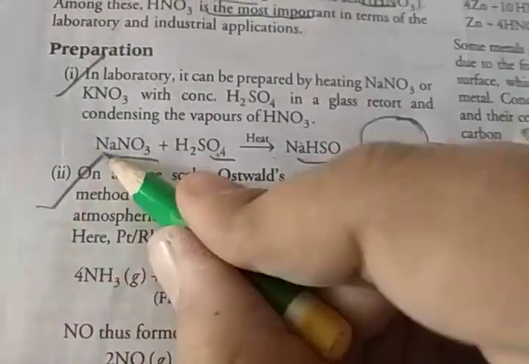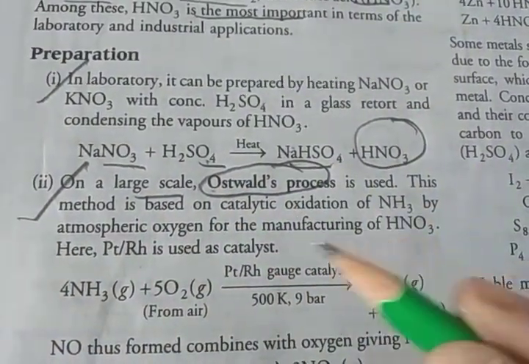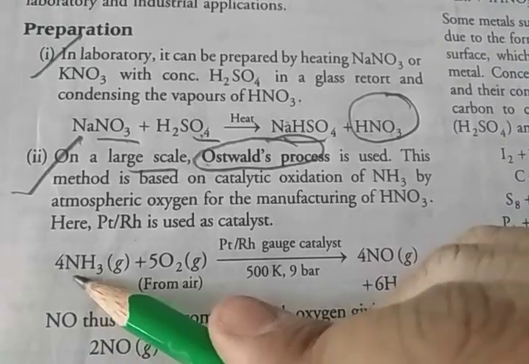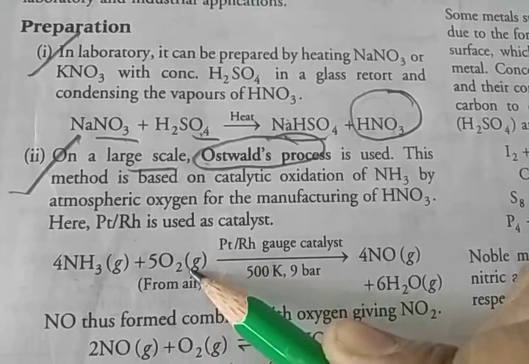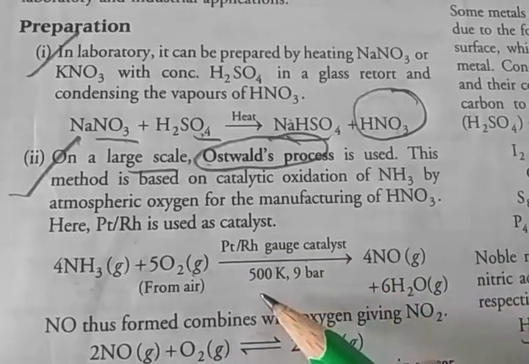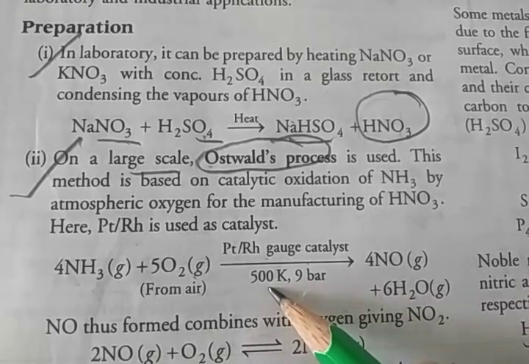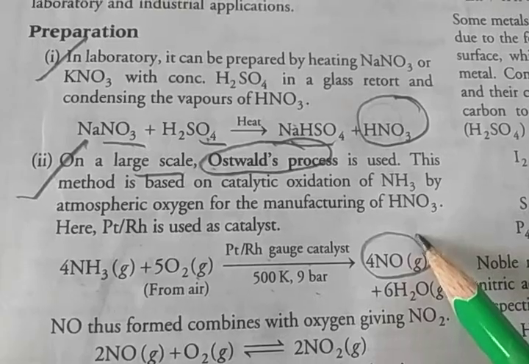Then on a large scale, that is, in industry, which process is used? The Ostwald process. In the Ostwald process, there is catalytic oxidation of ammonia by atmospheric oxygen. Platinum and rhodium gauze catalysts are used, at 500 Kelvin temperature and 9 bar pressure. So NO gas is formed.